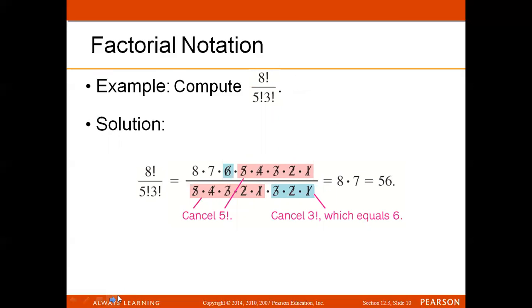Compute 8 factorial divided by 5 factorial, which is also being divided by 3 factorial. Solution: we write out the factorials and then cancel. So 8 factorial is 8 times 7 times 6 times 5 times 4 times 3 times 2 times 1. 5 factorial in the denominator is 5 times 4 times 3 times 2 times 1. And 3 factorial is 3 times 2 times 1. Now they've highlighted their cancellations. The 5 factorial in the numerator and denominator cancel. And then 3 factorial equals 6 and cancels with the 6 above. So you get 8 times 7, which is 56.